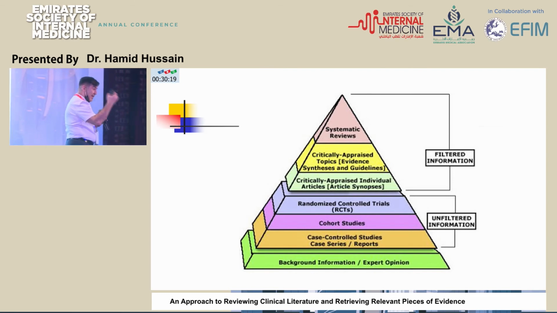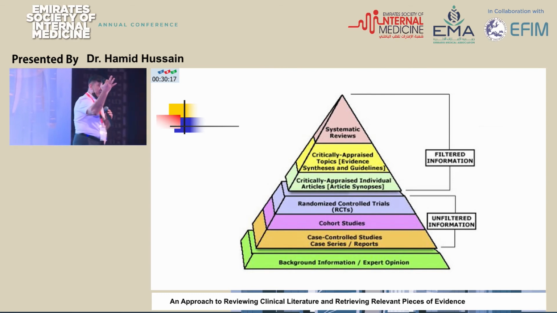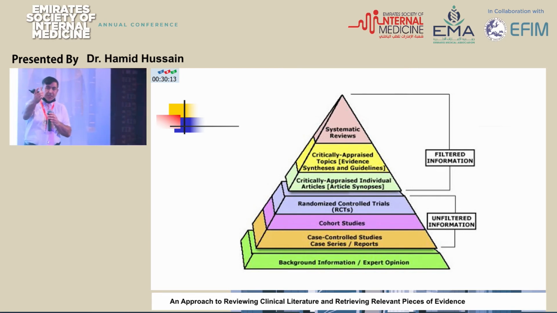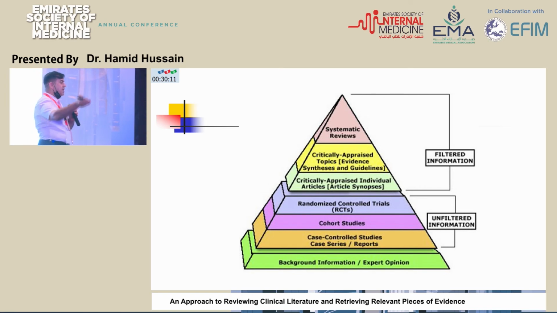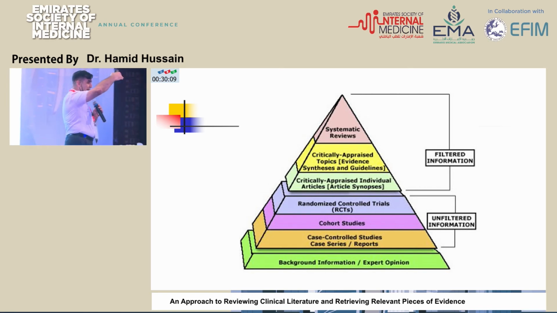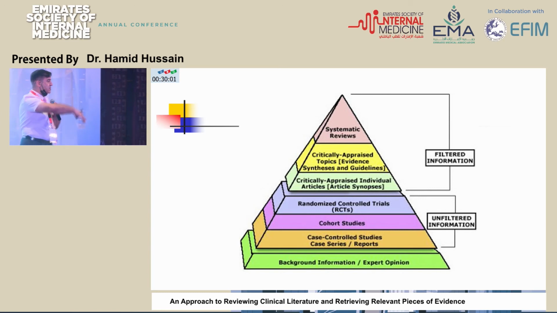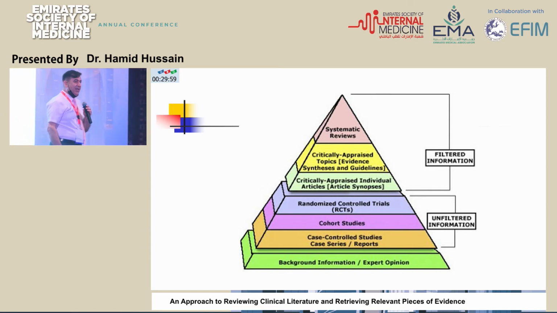So again, we have 3 types of recommendation: recommendation A, recommendation B, recommendation C. Recommendation A is going to be based on level 1 evidence, recommendation B is going to be based on level 2 evidence, and recommendation C is going to be based on level 3 evidence.